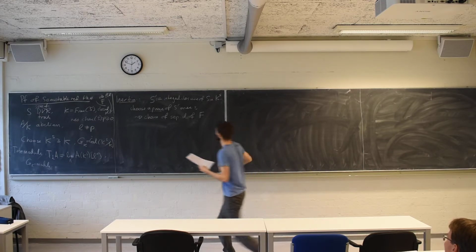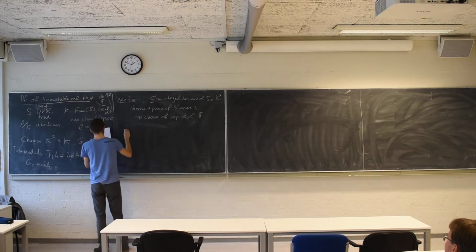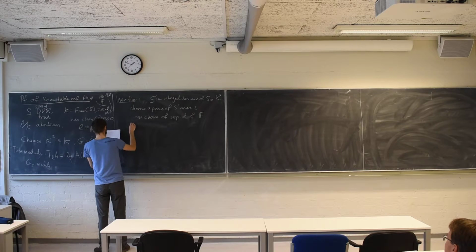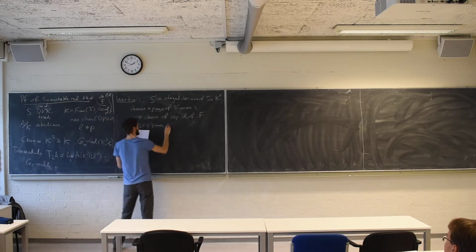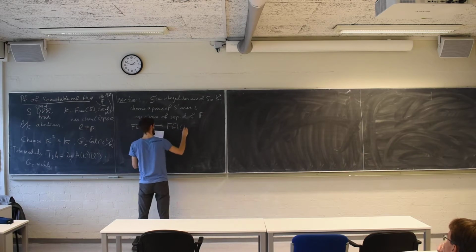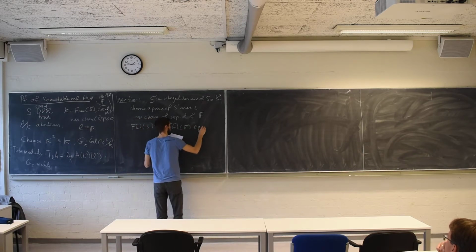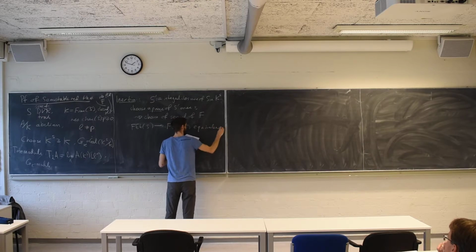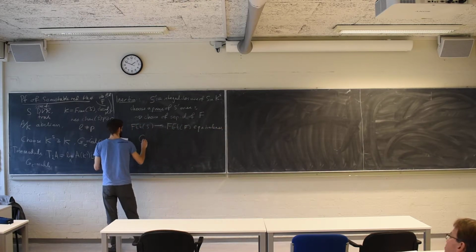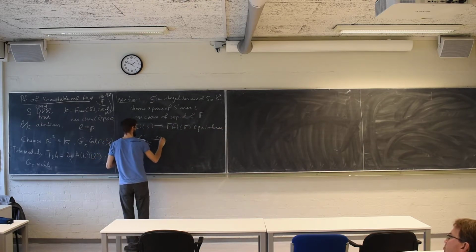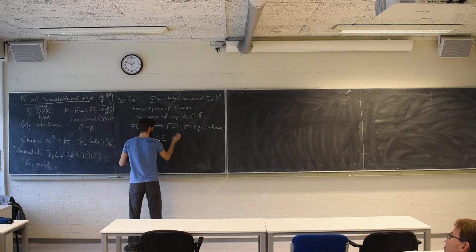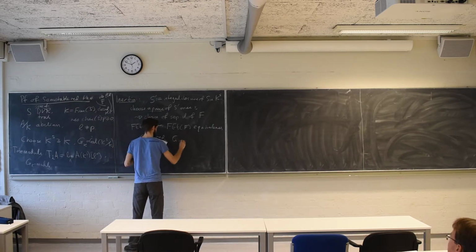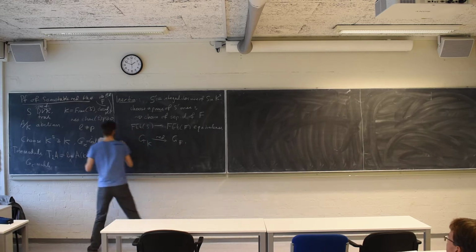Okay, so we've chosen this thing. What do we have? Well, we have a reduction map. We get our map from GK, by reduction, to the Galois group of F, and the inertia is the kernel.